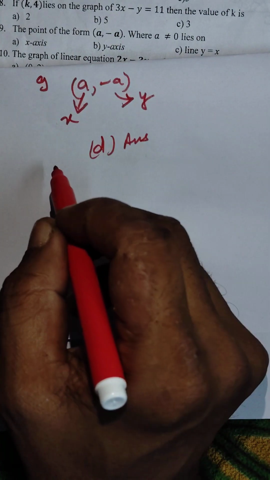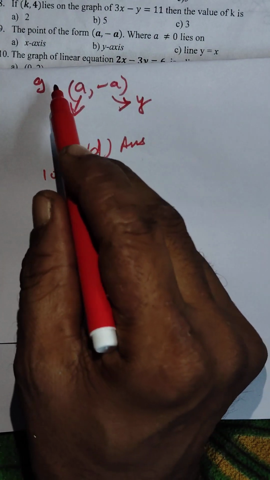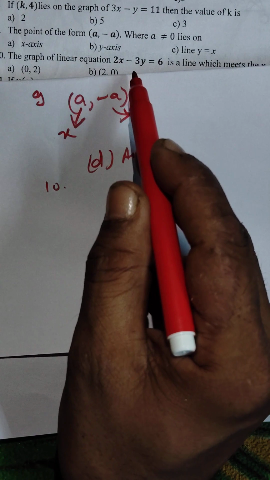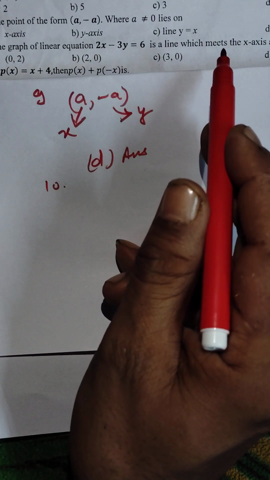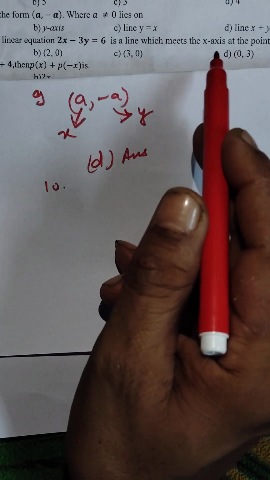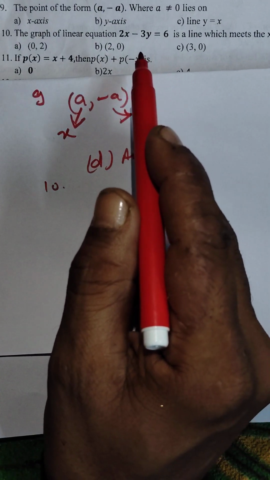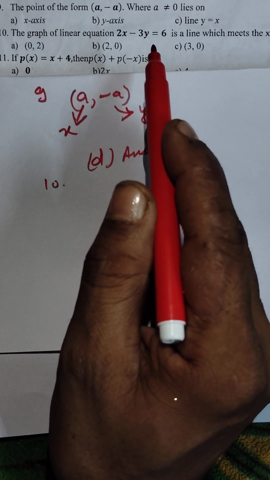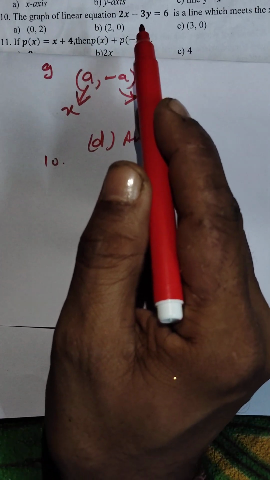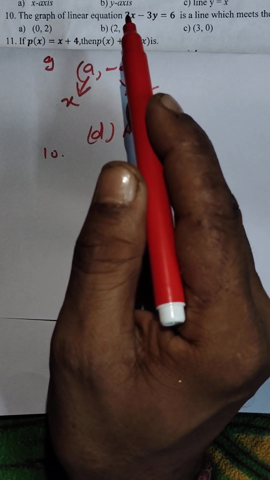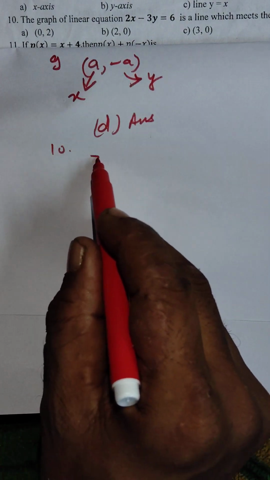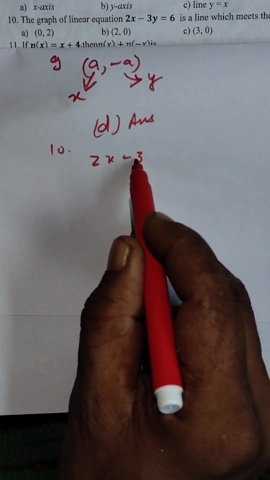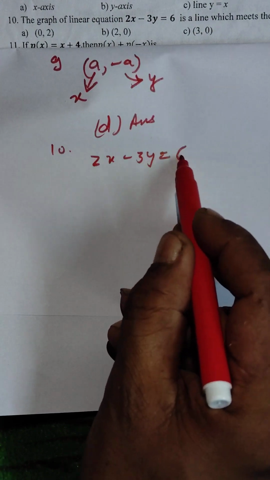10. In the 10th question, the linear equation 2x minus 3y equal to 6 is a line which meets the x-axis at the point. So on the x-axis, what is 0? Y. On the x-axis y is 0. So in the 10th question, we plug in y equal to 0. There is given 2x minus 3y equal to 6.